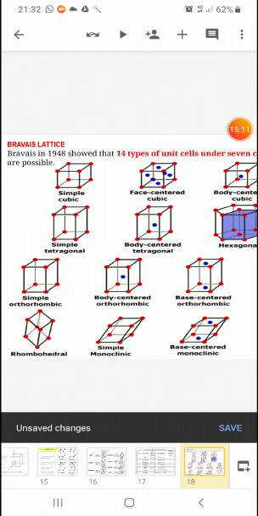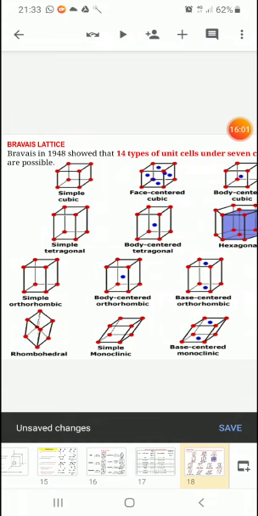Now, second is the body centered cubic structure. Body centered cubic structure belongs to the cubic system, in that a equals b equals c and alpha equals beta equals gamma equals 90 degree, and the examples are NaCl and Na. The third cubic structure is face-centered cubic structure. In face-centered cubic structure, a equals b equals c and alpha equals beta equals gamma equals 90 degree, and the example is CsCl.